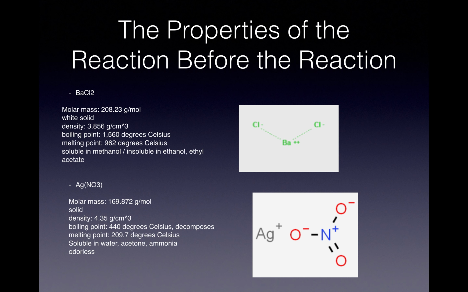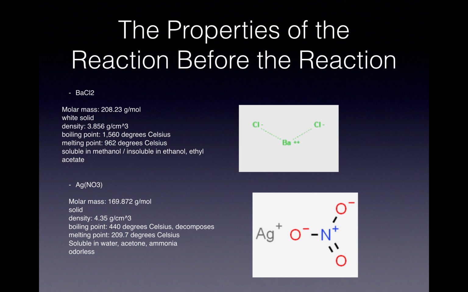The properties before the reaction, which are the reactants: BaCl2 has a molar mass of 208.23 gram per mole, and it is a white solid and has a density of 3.857 gram per centimeter cubed. The boiling point is 1560 degrees Celsius, while the melting point is 962 degrees Celsius. BaCl2 is soluble in methanol and insoluble in ethanol or ethyl acetate.